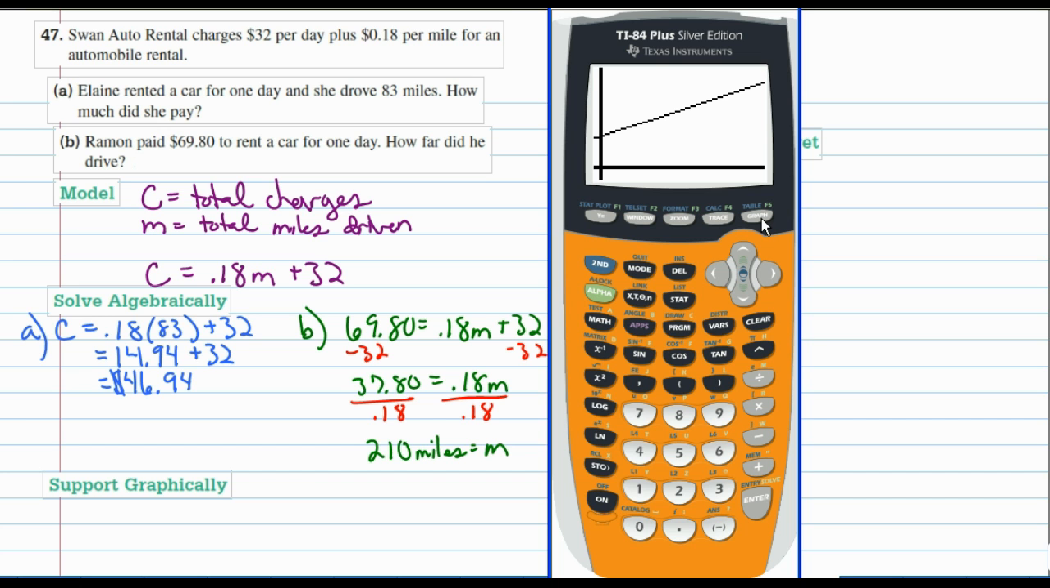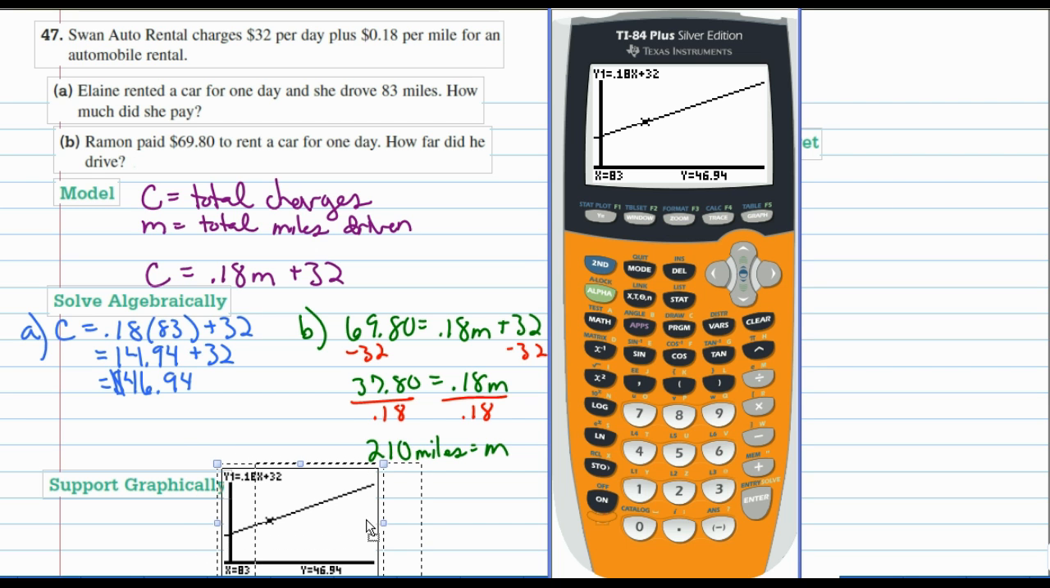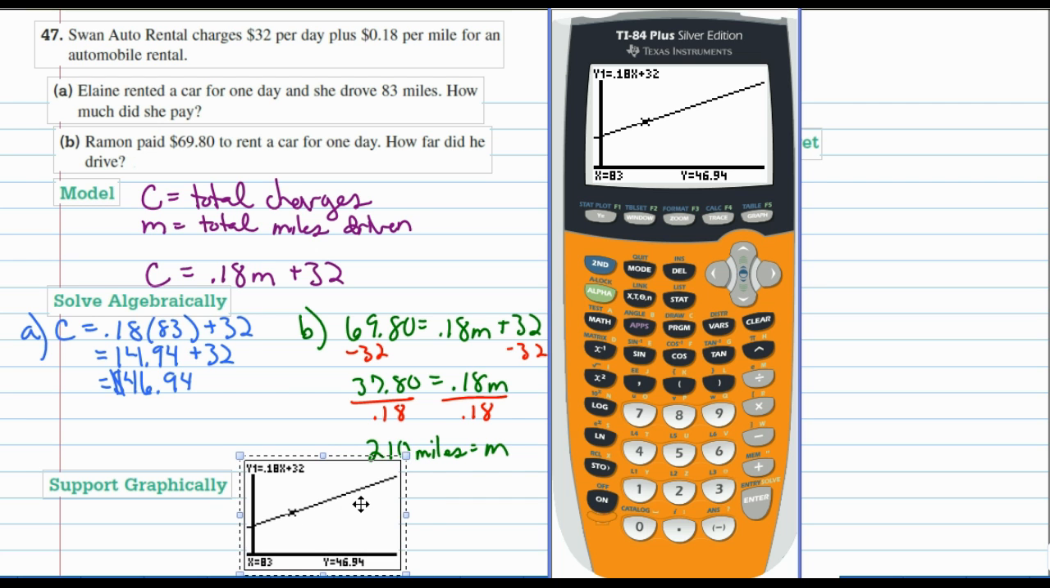Now I'm going to double check my work. Trace. First let's check Elaine. She went 83 miles, so I'm going to input that for my X value. Sure enough, I got $46.94, which is exactly what I thought it was going to be. Good for me. And then I need to check Ramon. I can't plug in $69.80 because I can't plug in Y values to my calculator, but I think the X value that goes with that is 210. When I plug that in, I sure enough get $69.80.